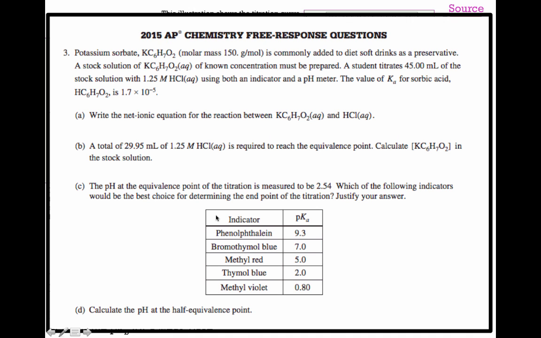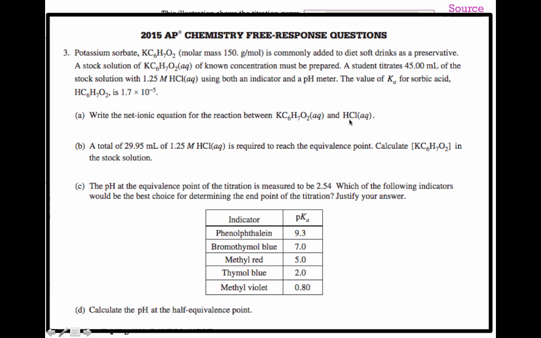And so this was one of the free response questions, I think one that I gave you today, with potassium sorbate, and they gave you the molar mass, added as a preservative. And so first it says, write the net ionic equation for the reaction between potassium sorbate and HCl. And so you can write the equation. Remember, if it's an ionic salt like this, how do I know this is an ionic salt and it's soluble? It has potassium, right? It has K. And so it's ionic because it's a metal and a polyatomic. It's soluble because it has K. So I would split this up into its ions.